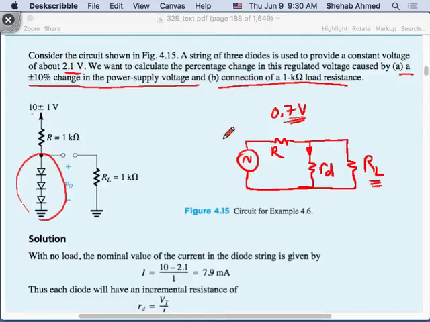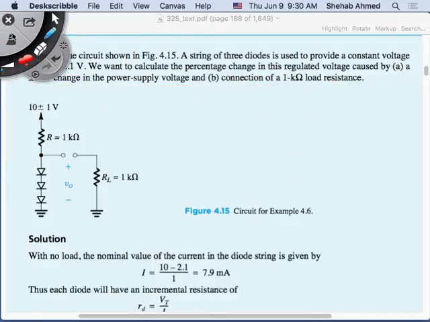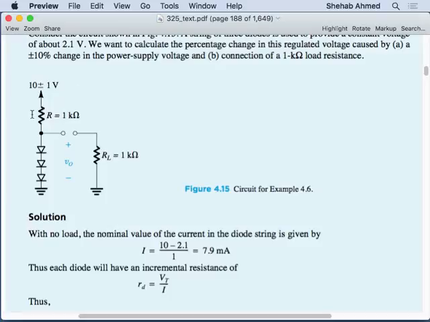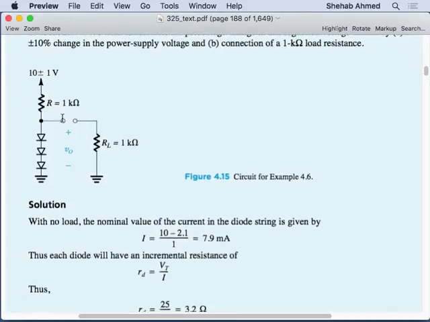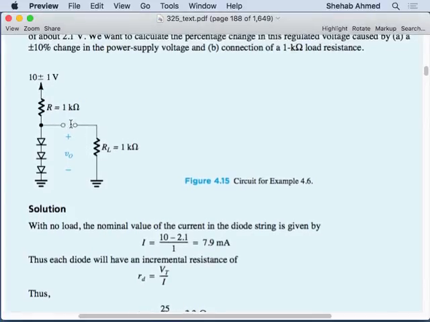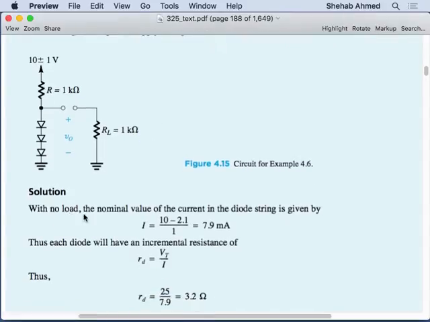So we will see here what they want. Let's try to go through the example. Here is our circuit with and without the load connected. This is my output voltage. With no load connected, how do I calculate the current flowing in this diode string? I take my 10 volts minus 2.1, which is 0.7 times 3, and divide that by 1 kilo ohm. Right, I get 7.9 milliamps.